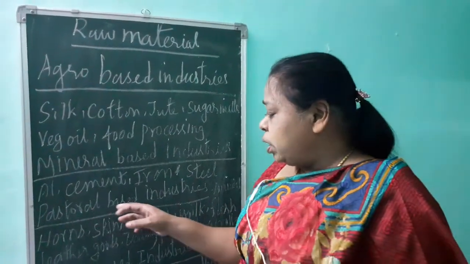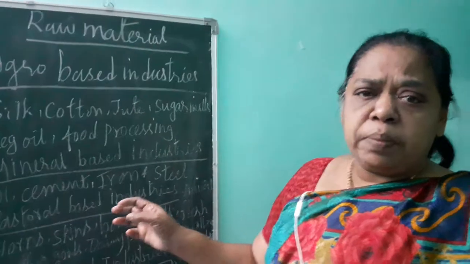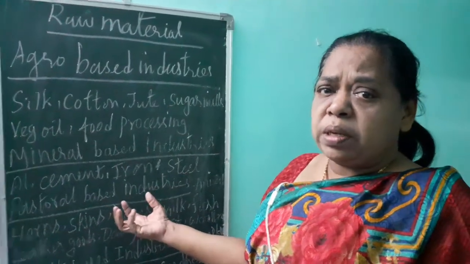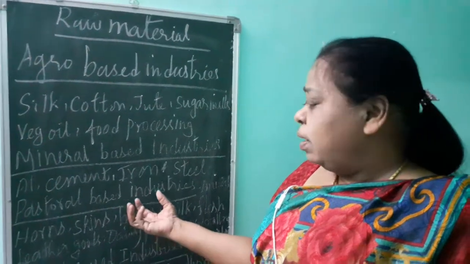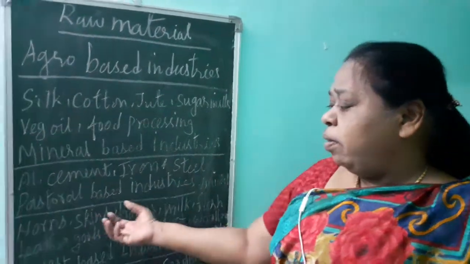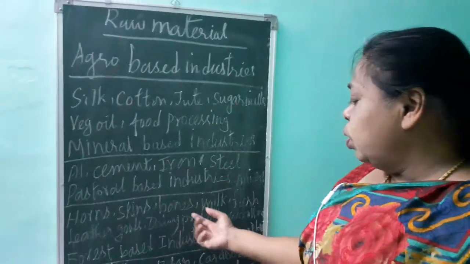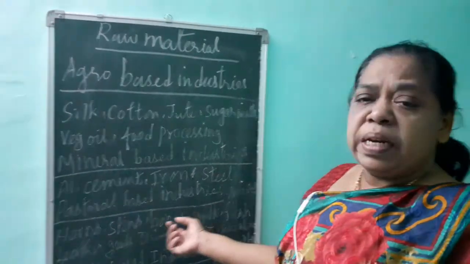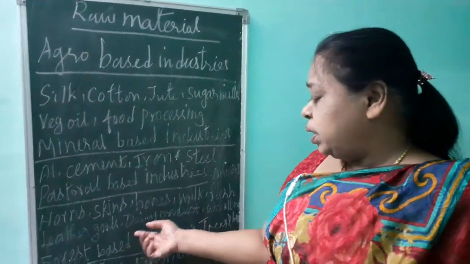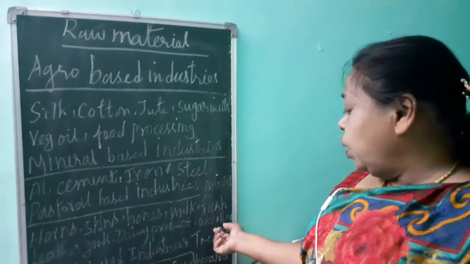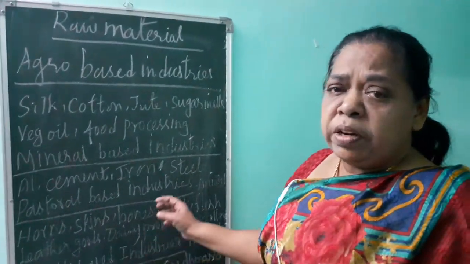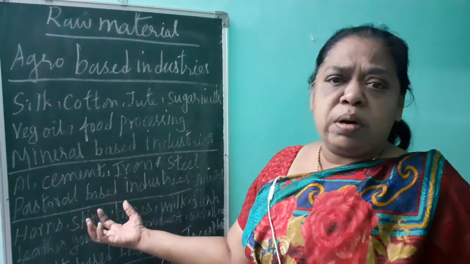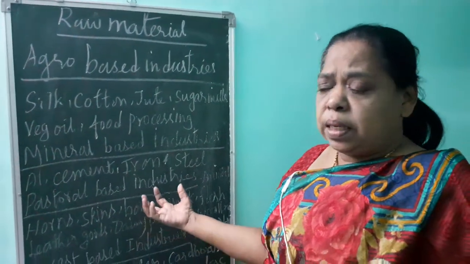Third one is pastoral-based industry. Pastures means grassland. So the animals are grazed on the pastures or the grass. These animals give horns, skin, bones, milk and flesh. Based on this raw material, we will have the leather goods industries, dairy production and woolen industry. These are coming from the animals that are grazed on the pastoral land. So these are called the pastoral-based industries.